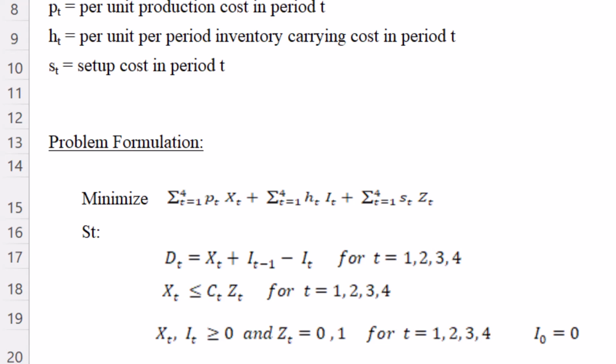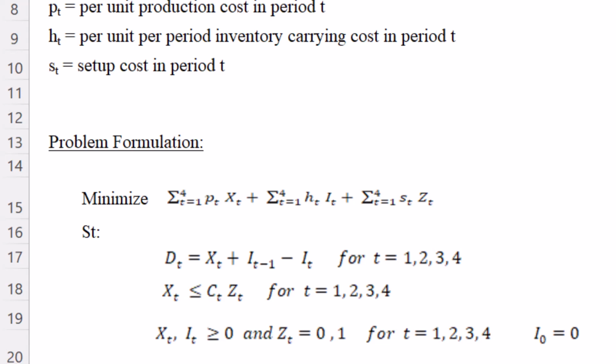And we have our capacity constraint. So x_t must be less than or equal to c_t multiplied by z_t. So if x_t is positive, it will force z_t to equal 1, and then we will have a setup cost in the objective.